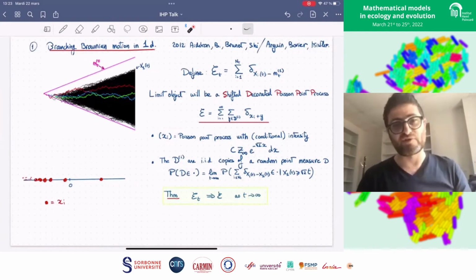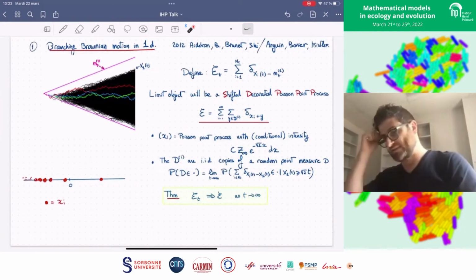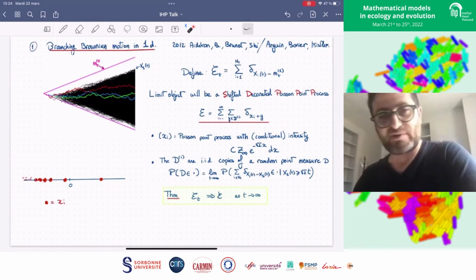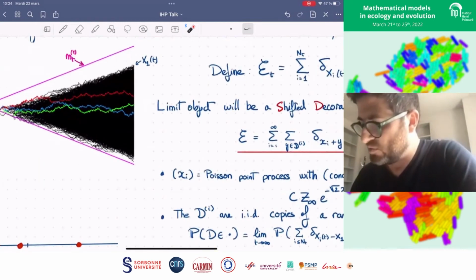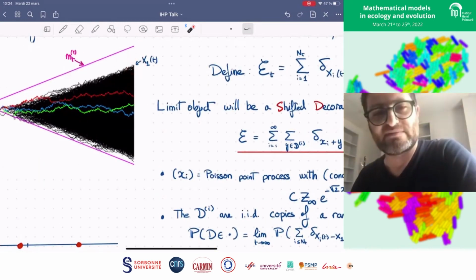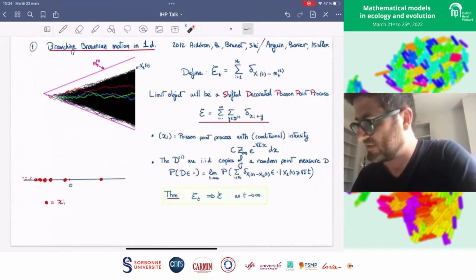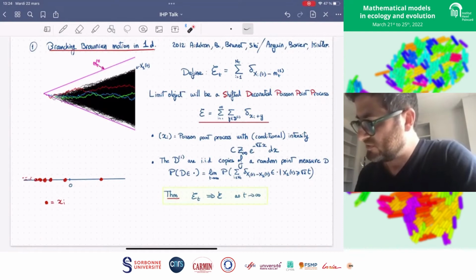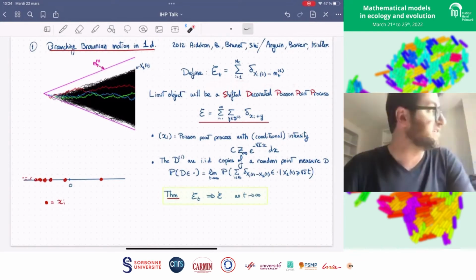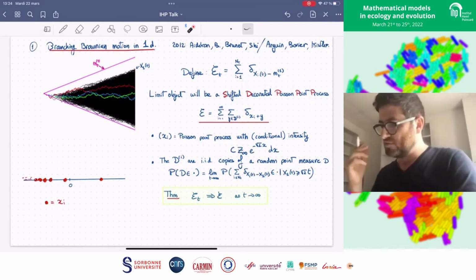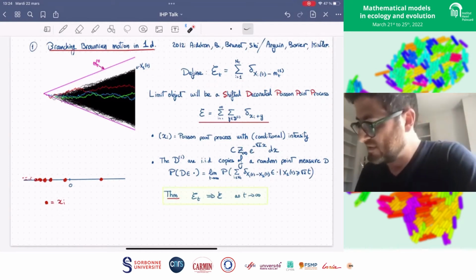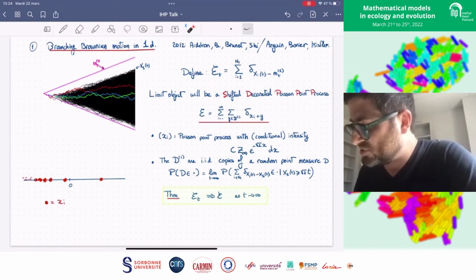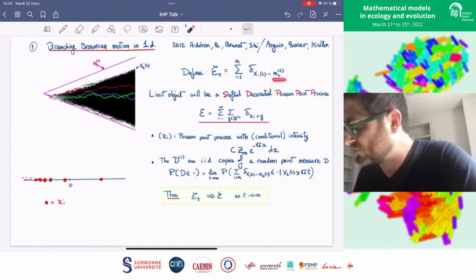But we can say much more than this. Now there is this other question I was mentioning, which is that maybe you want to zoom around the position of the maximal displacement and you want to know what you see there. To do that, you can define, let's say, script E_t, which is the random point process of the particle positions centered around this pink line, centered by M_t.